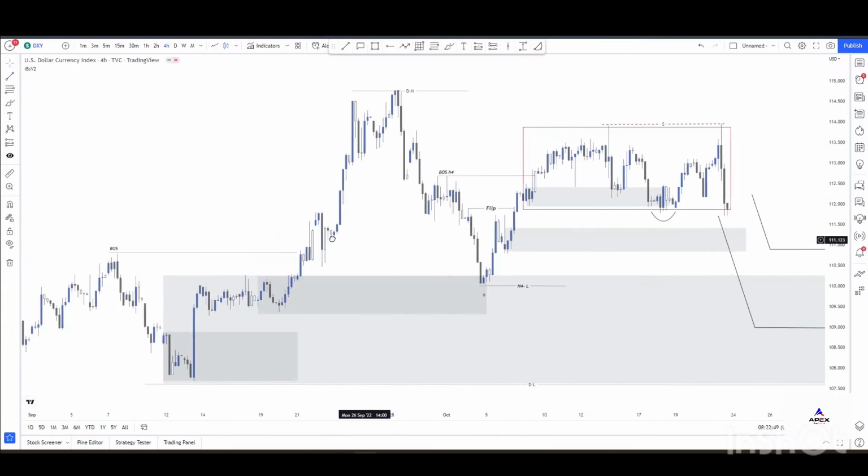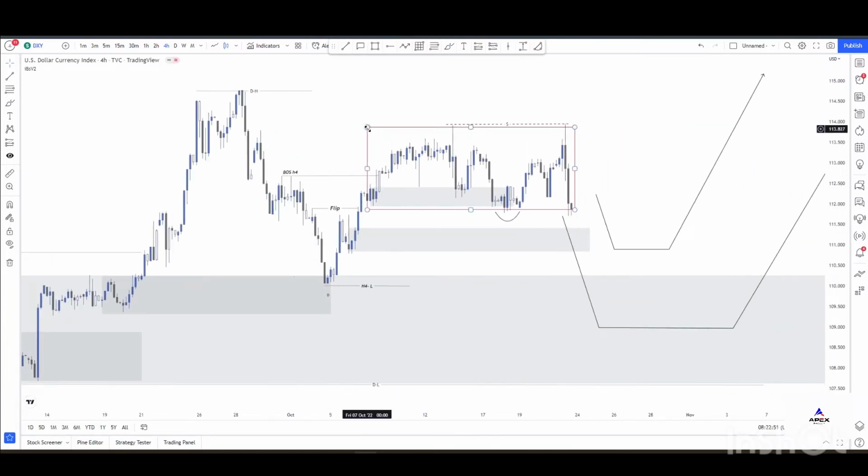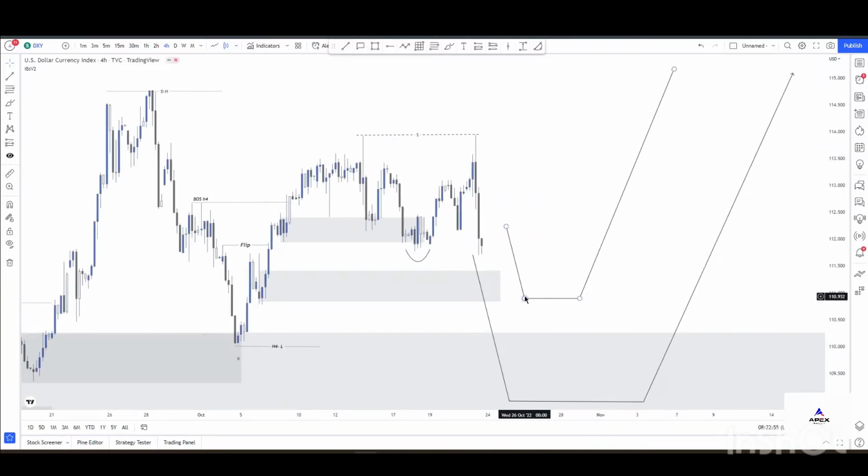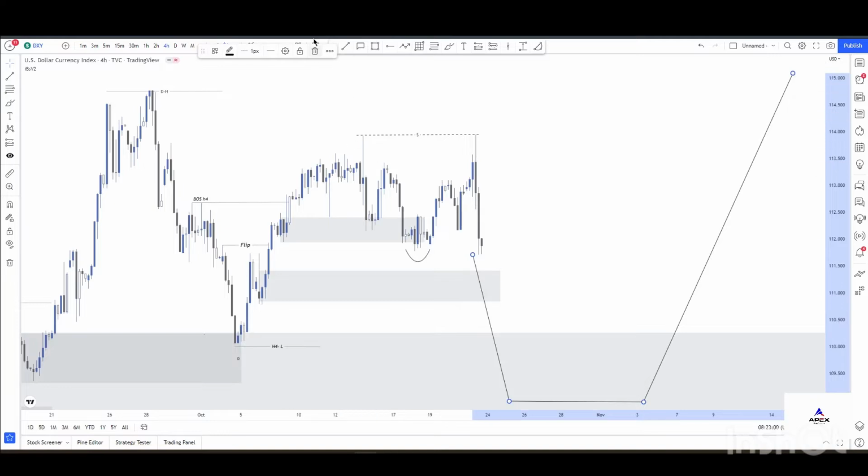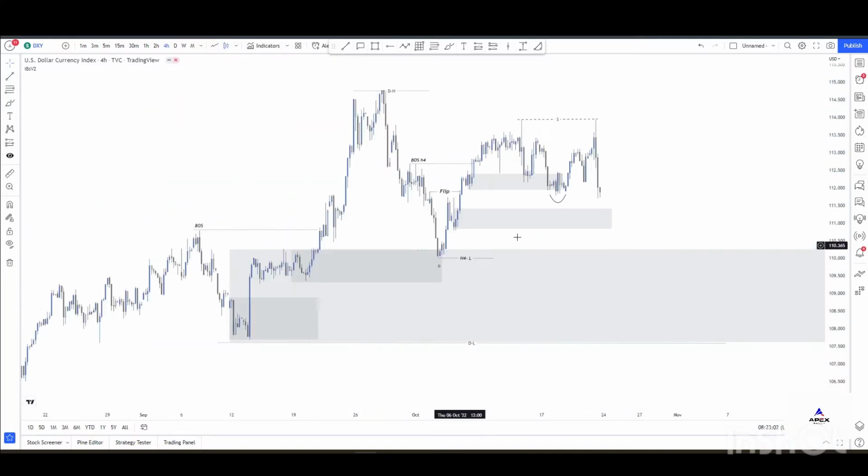Alright, breaking it to the 4 hours time frame, this is the range here. So let me just take this off since we've spotted the range already, and I will have this off as well. Alright, so what do we have here?